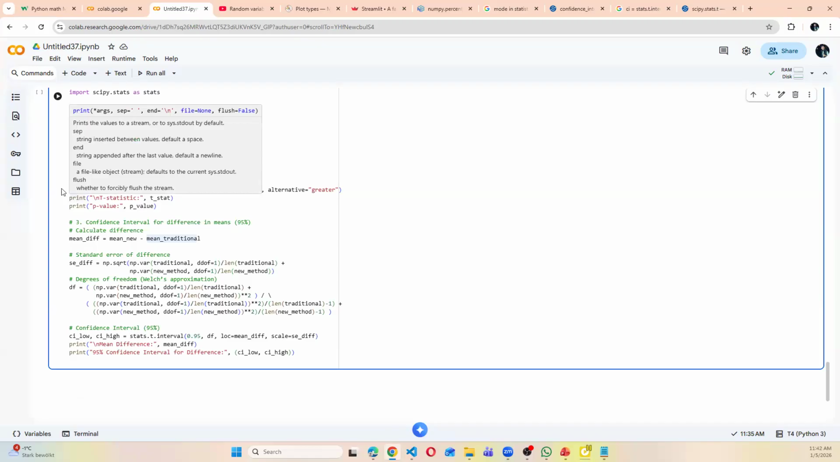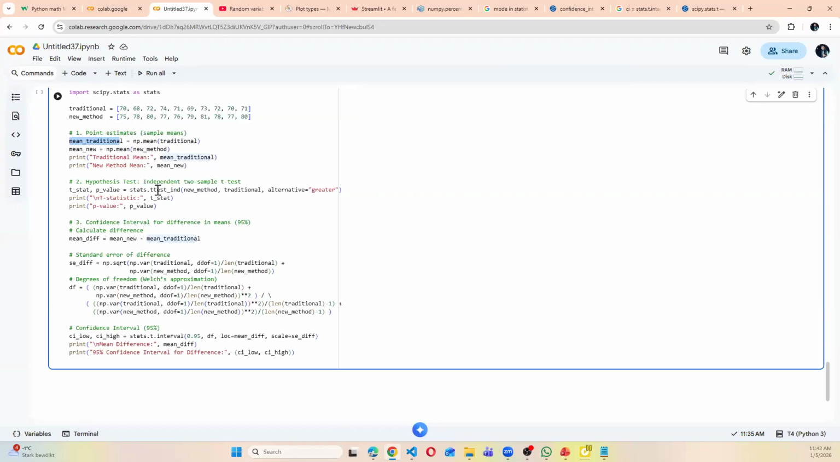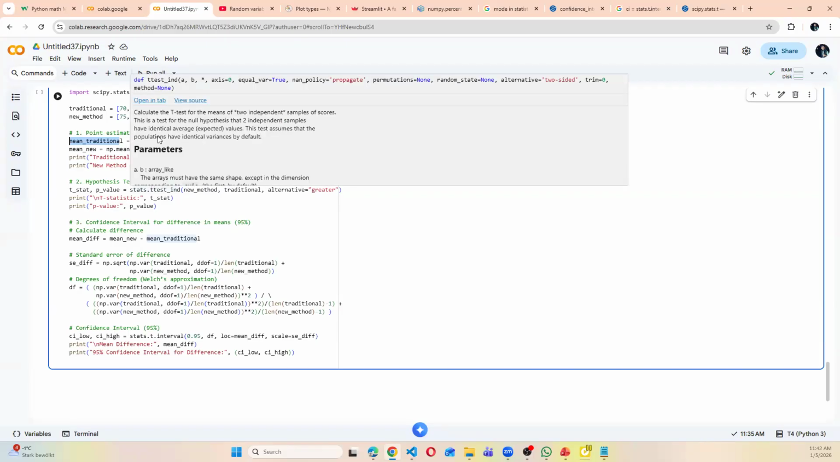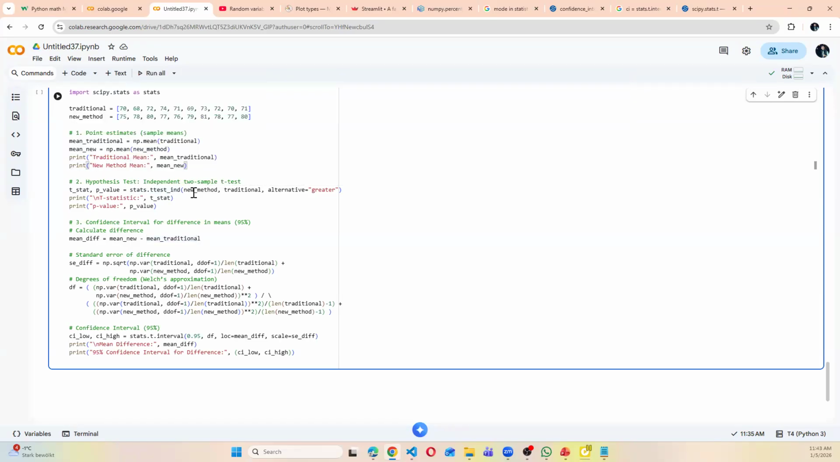What is our hypothesis test? The t-statistic and p-value are equal to stats.ttest. What does it do? It's a built-in function. It calculates the t-test for the means of two independent samples of scores, a traditional and a new model. This is a test for the null hypothesis that two independent samples have identical average expected values. This test assumes that the populations have identical variance by default. You can see here, this is the definition. So it checks the new method against the traditional.